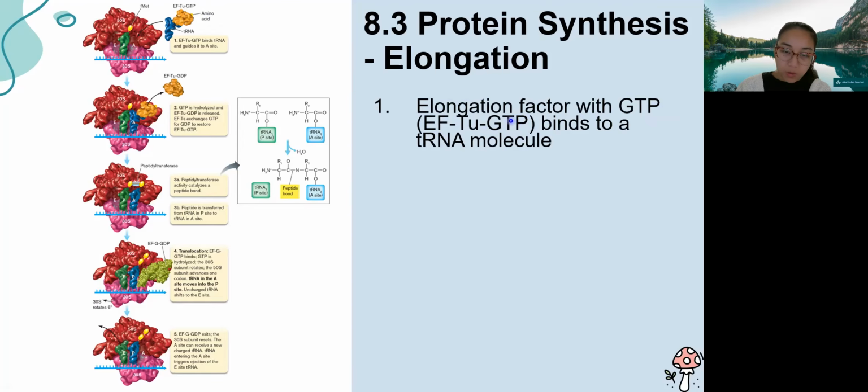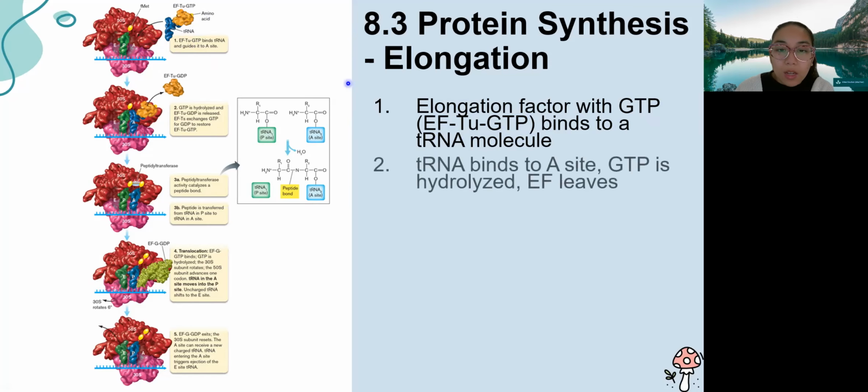So that's the elongation factor that comes with GTP, and it binds to an incoming tRNA molecule. So another tRNA molecule that's coming in is going to bind to this elongation factor. The tRNA will shove itself into the A pocket or the A site. And what ends up happening is the GTP is hydrolyzed into GDP, and that, of course, releases energy. And then the elongation factor, now that it's done its job, leaves.